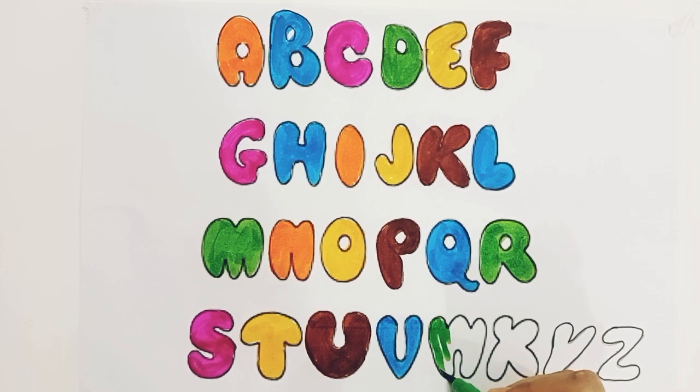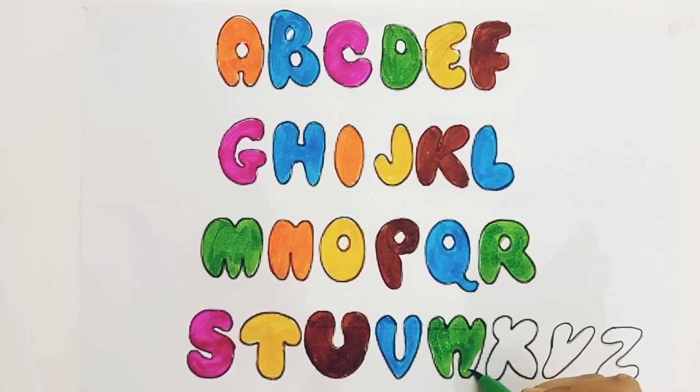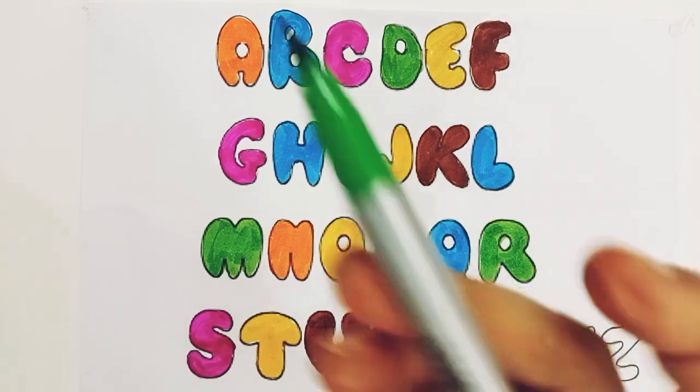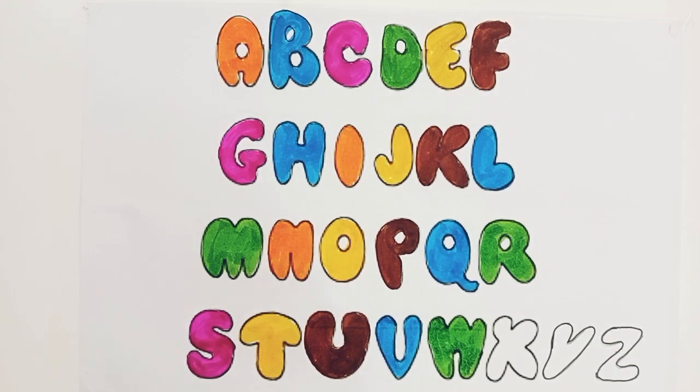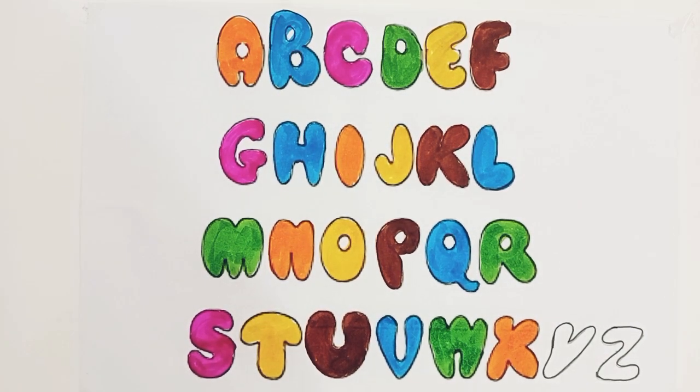W for watch. Green color. Orange color. X for Xmas tree. Orange color. Green color.